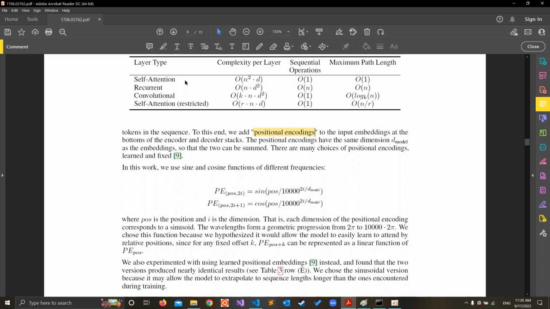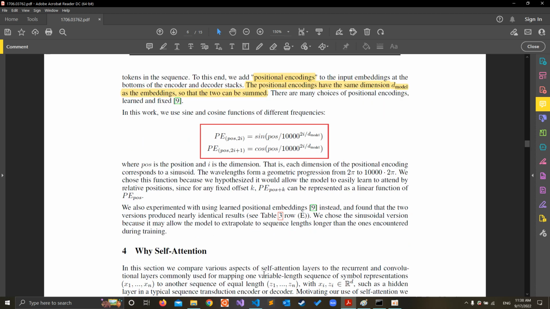It is positional encoding, added to the input embeddings at the bottom of the encoder and decoder stacks. The positional encoding has the same dimension d_model as the embedding, so that the two can be summed. There are many choices of positional encodings, but what they are using here is sine and cosine functions to create those positional encodings, which are described here. Using these sine and cosine values creates the positions very well for us. Let me show you something here.